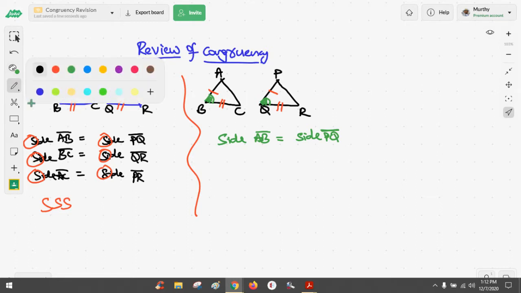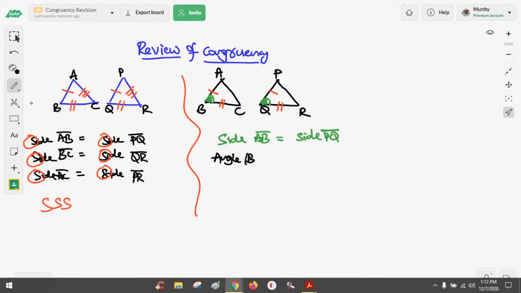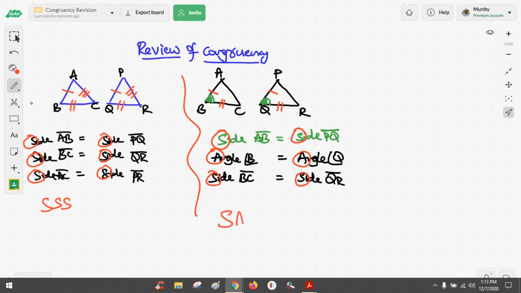And second part is angle B. Of course, when I write angle, I need not put the symbol. Just I'm putting the symbol here. Angle B equals angle Q. Say that is also given. And next, side BC equals side QR. How do you know? Means you can see that the same kind of markings are given on both. Therefore, here you see that side equals side, angle equals angle, side equals side. So we say that by SAS congruency.